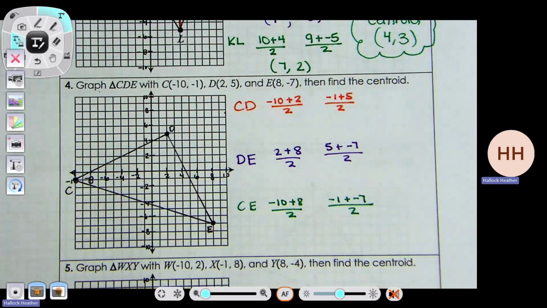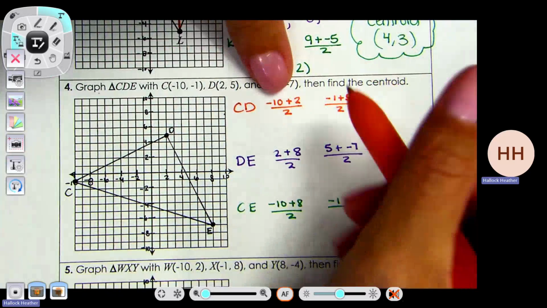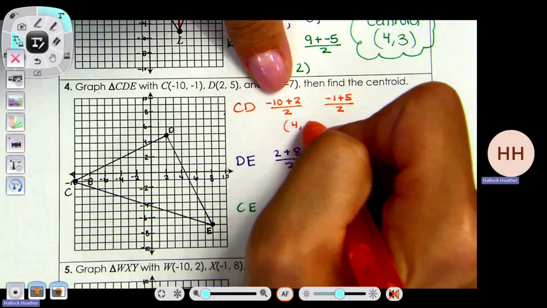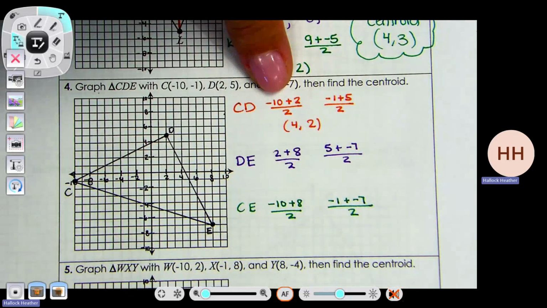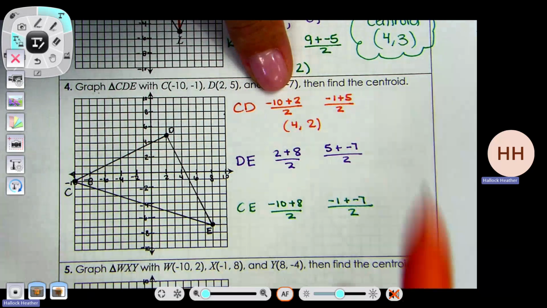Did anybody get the midpoint for CD? Oh, it is 4, 2. Perfect. So you're gonna plot 4, 2, and it's gonna connect to the opposite vertice.